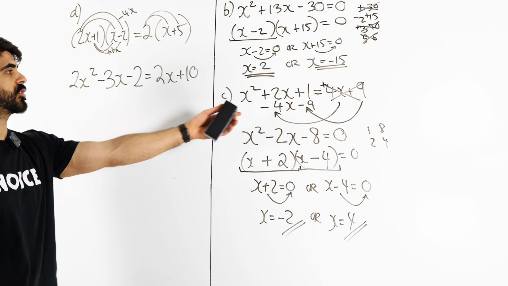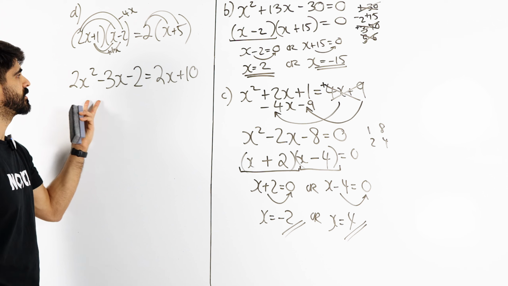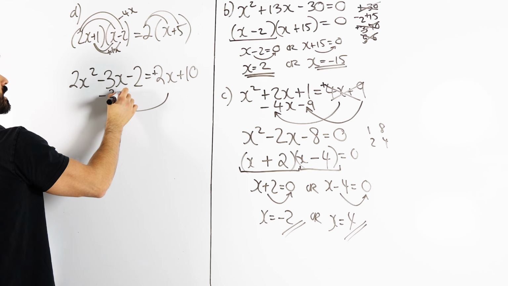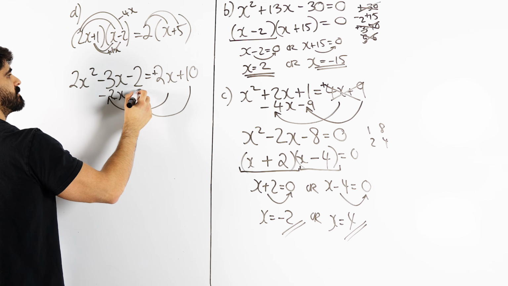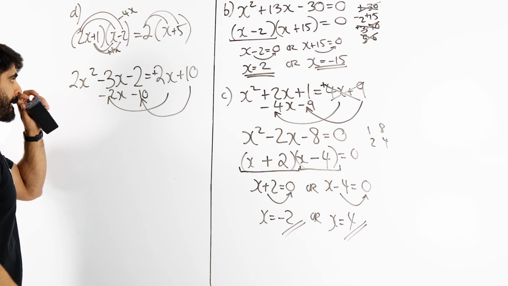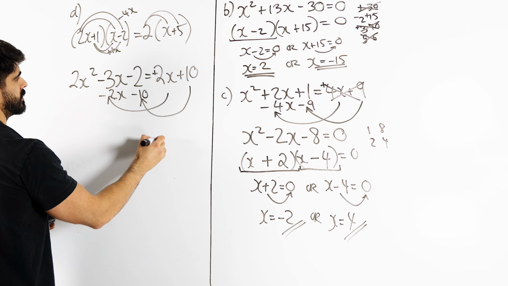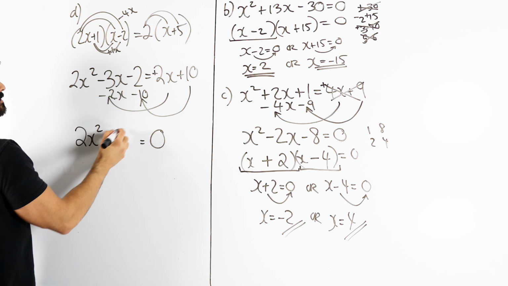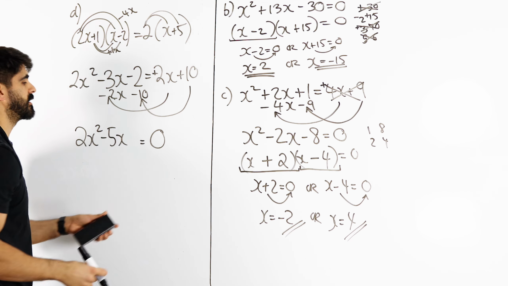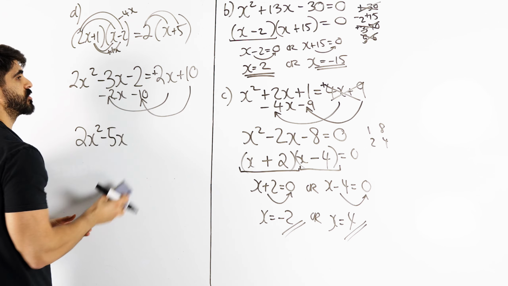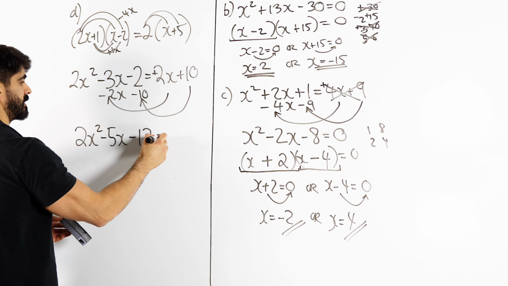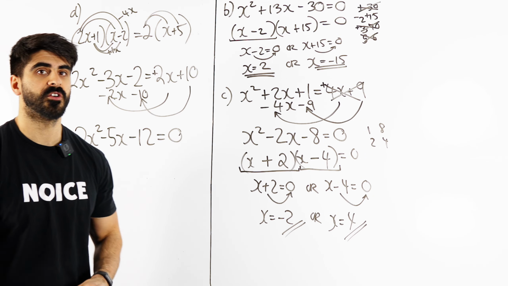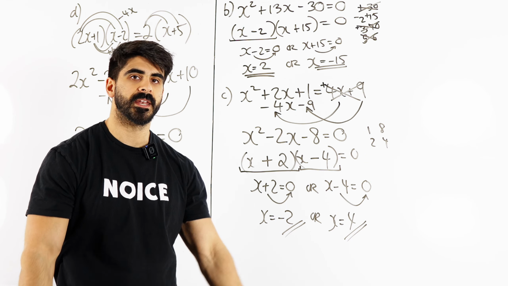Now again, just like over here, we're going to do a Beyonce, bring everything to the left. This plus 2x on this side will be minus 2x. And the plus 10 on the other side is minus 10. All right, so we have equals 0. We have 2x squared. Minus 3x minus 2x is minus 5x. Then we have minus 2 minus 10 is minus 12, equals 0. Now, we can't divide through by 2, so we're going to have to go for the Oi method, Bun AC.